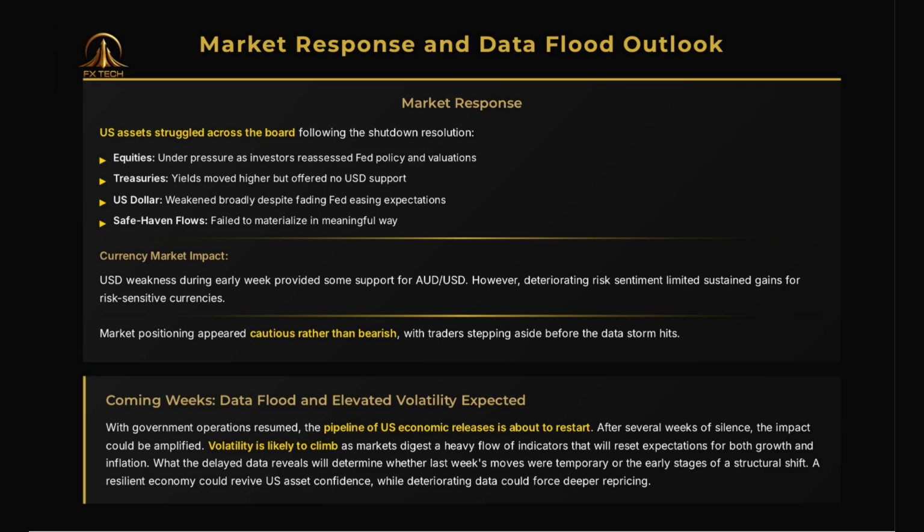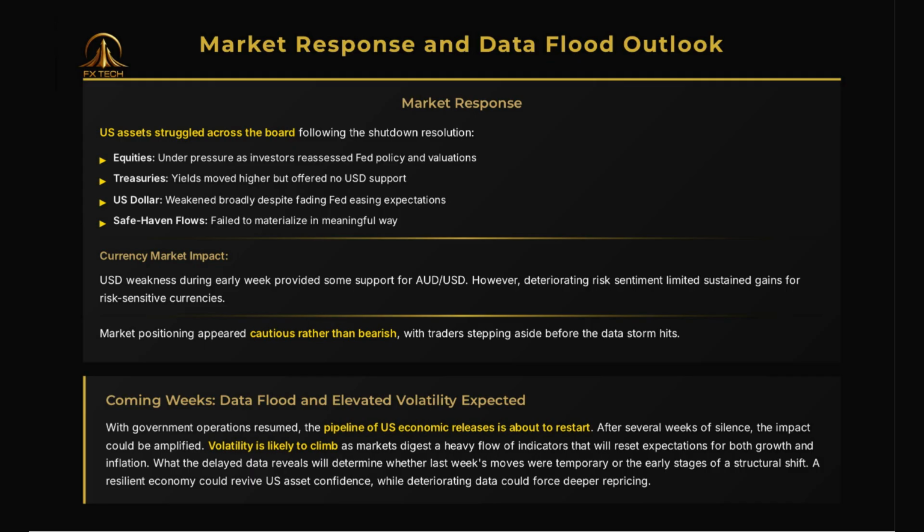In currency markets, USD weakness during the early week provided some support for AUD/USD. However, deteriorating risk sentiment limited sustained gains for risk-sensitive currencies like the Australian dollar. Market positioning appeared cautious rather than bearish, with traders stepping aside before the data storm hits.